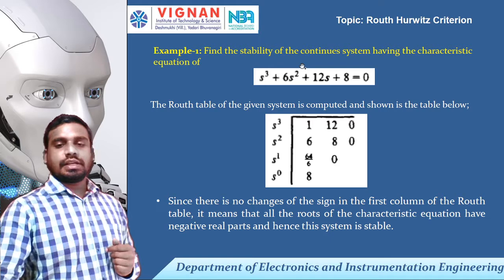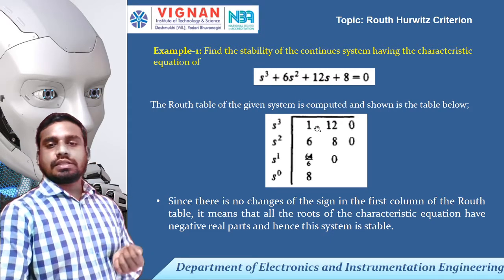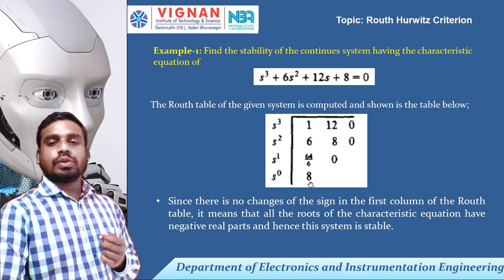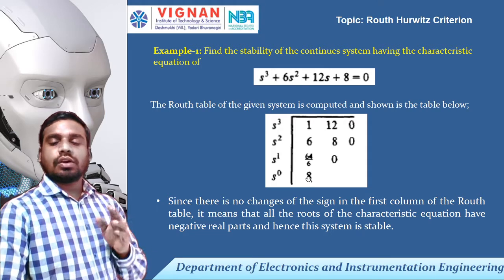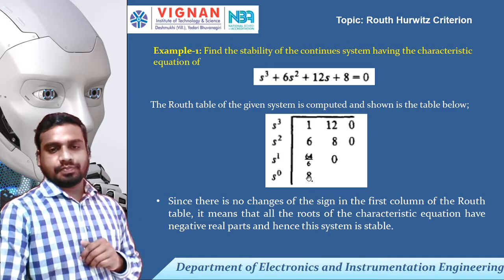Once the table is represented, we didn't get any negative term here, so we can tell the system is stable. No change in sign here. We have all the positive signs. That means the poles are actually lying on the left half of the s plane, right? So the system is stable.